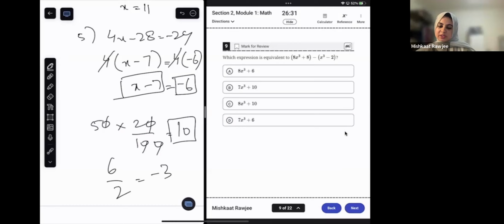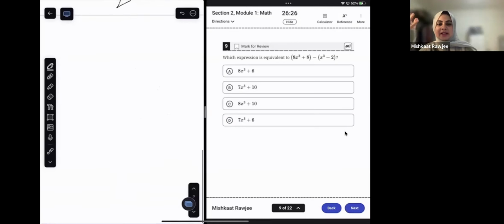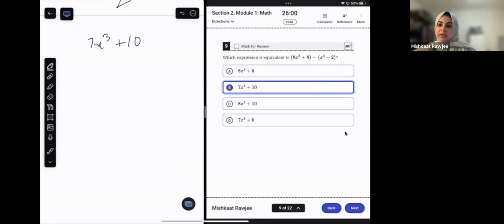Which expression is equivalent to this here? We just have to look at the like terms and combine them together. So we have 8x cubed and x cubed, subtract them because it's negative. So we do 8x cubed minus x cubed, that is 7x cubed. And then we do 8 minus -2. We have to be careful about that because of the minus there and then another minus. So 8 plus 2, so now we have plus 10. So that's it, 7x cubed plus 10, that's our answer, that is B. Let's go to the next one.